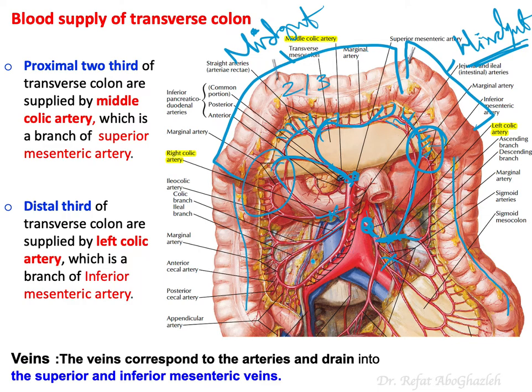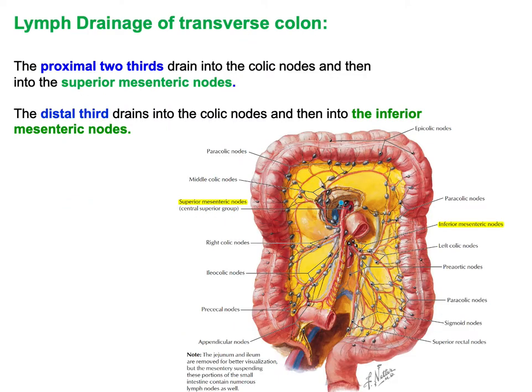So the veins correspond to the arteries and drain into, you know, the parts supplied by the inferior mesenteric. That means the blood will drain back to the inferior mesenteric vein. The parts of the transverse colon supplied by a superior mesenteric branch, that means the blood will be drained similarly into the superior mesenteric vein. Superior with superior, inferior with inferior. And also, as I say again and again, the lymphatic drainage follows the arteries.